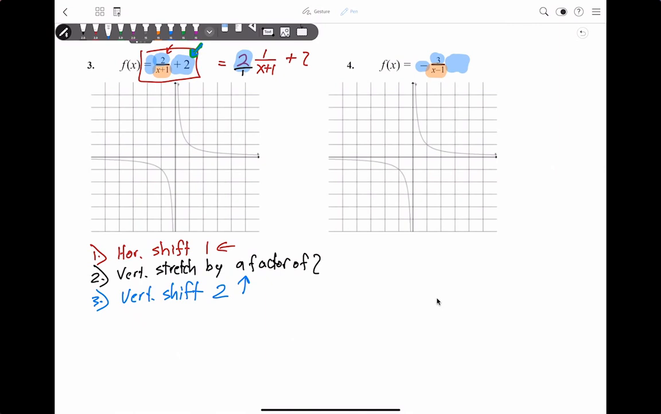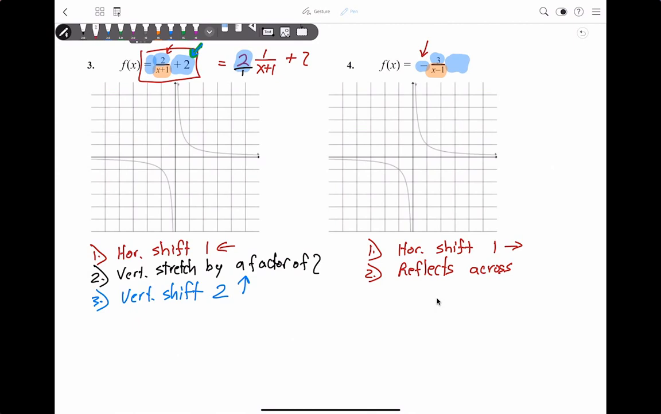So I go to the denominator. It's going to be horizontal. It's adding or subtracting, so it's going to be a shift. And it's 1 unit to the right because we do the opposite. Then I look at this negative. So it's going to be a vertical reflection. So we could just say it reflects across the x-axis.